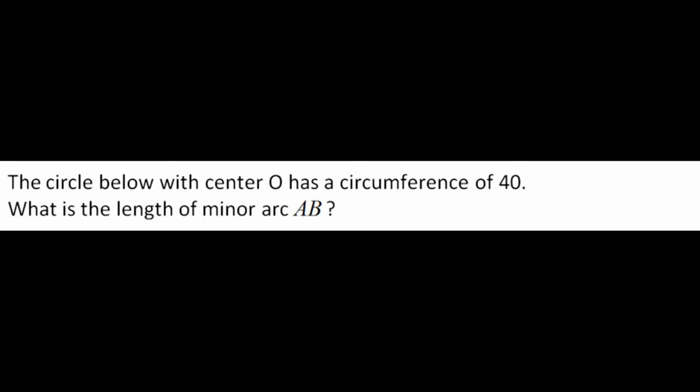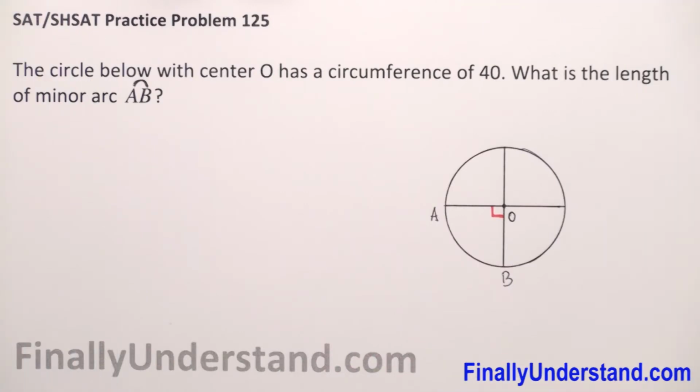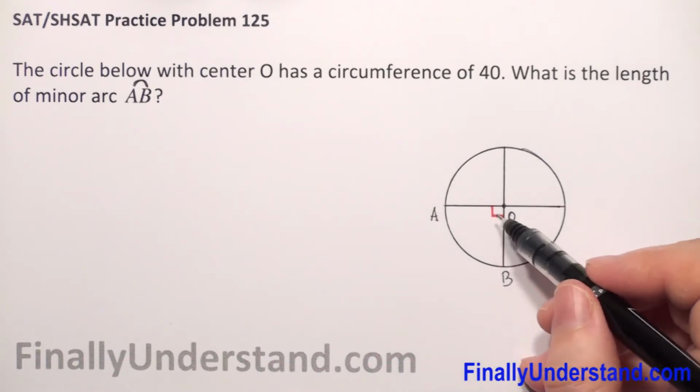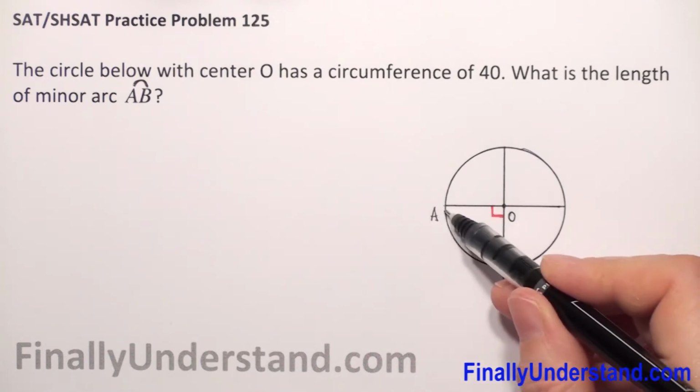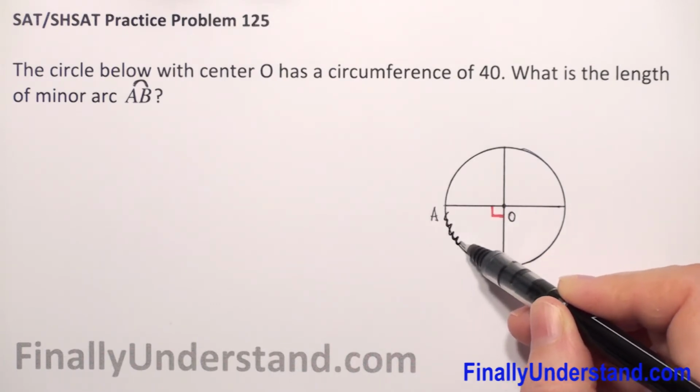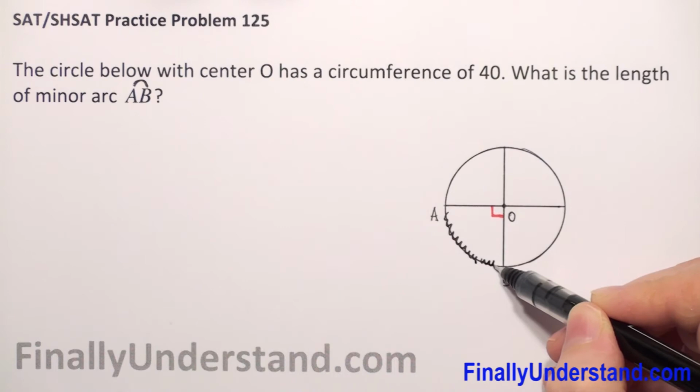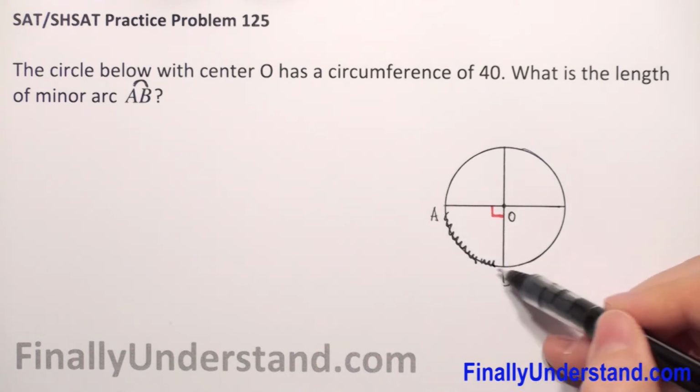The circle below with center O has circumference of 40. What is the length of minor arc AB? Minor arc AB will be the arc of a circle having measure less than or equal to 180 degrees. So this is our arc AB. We have to find the length of this arc.